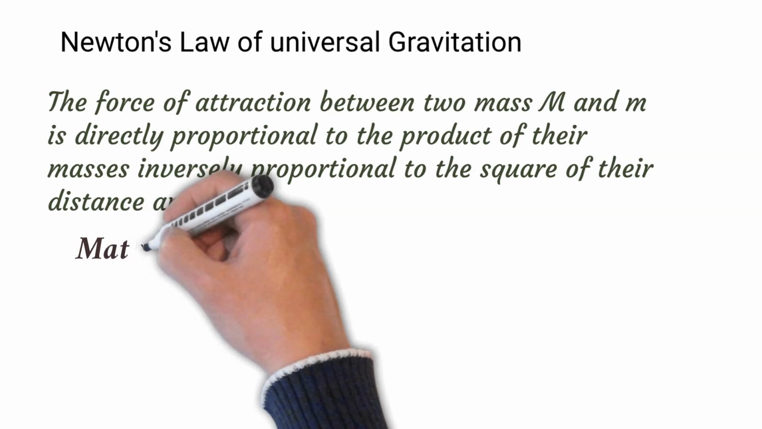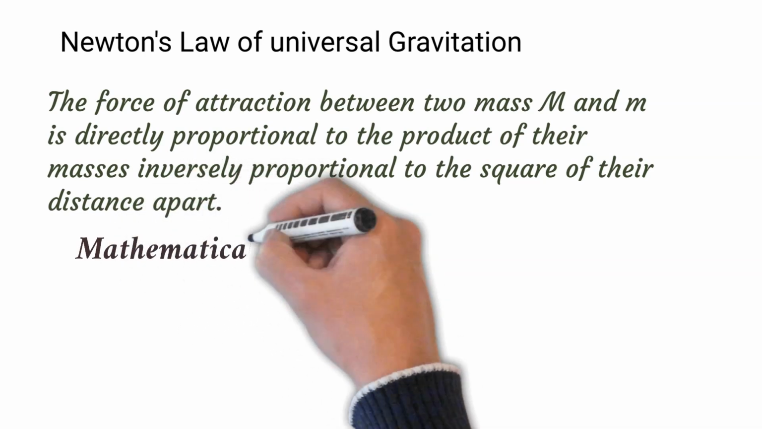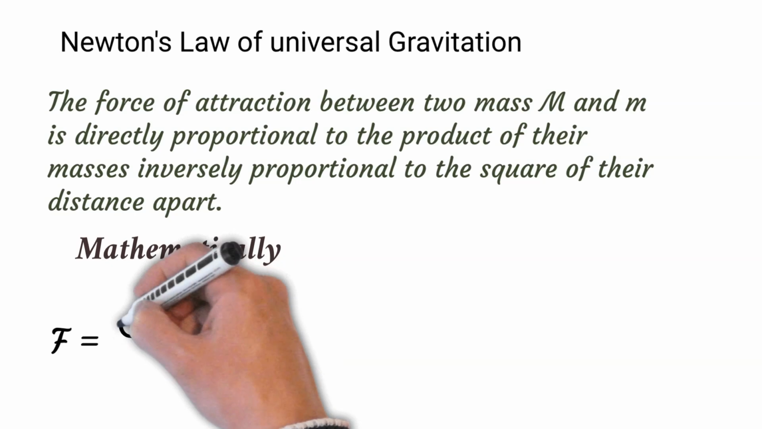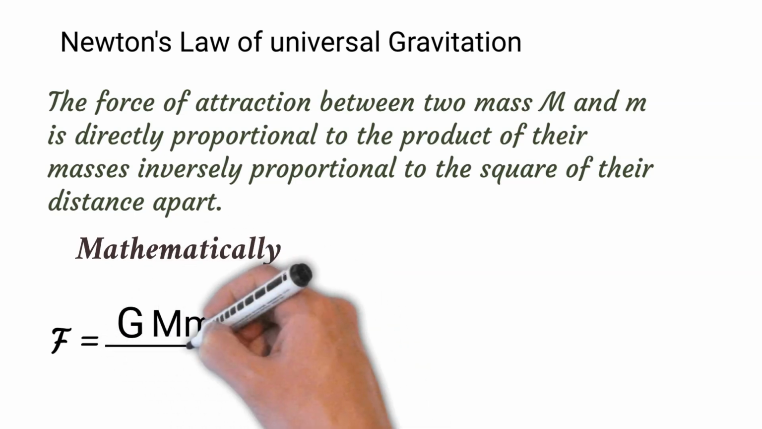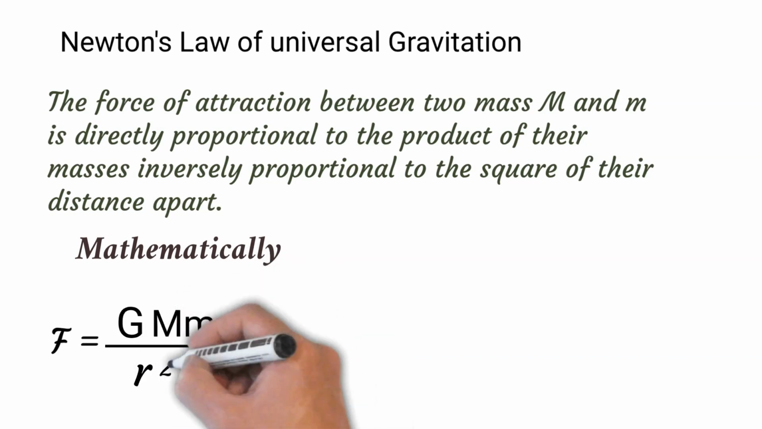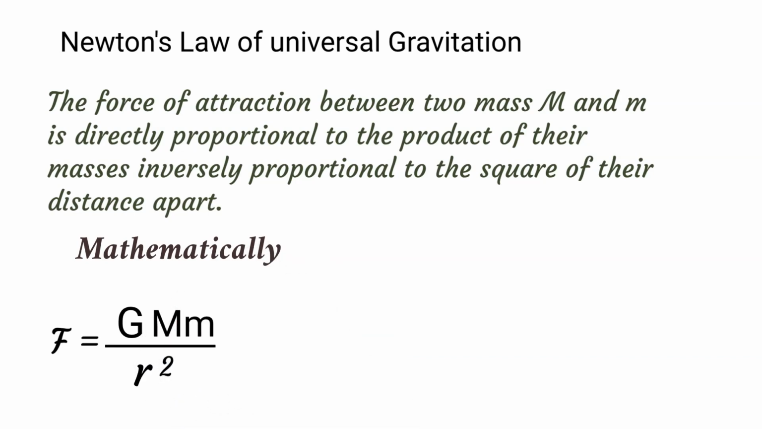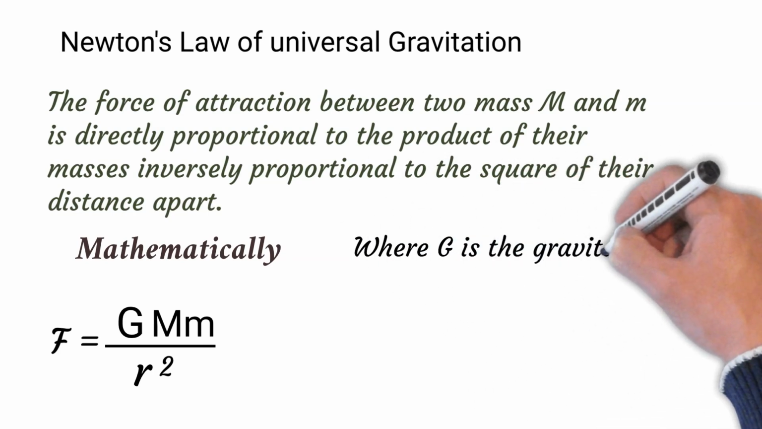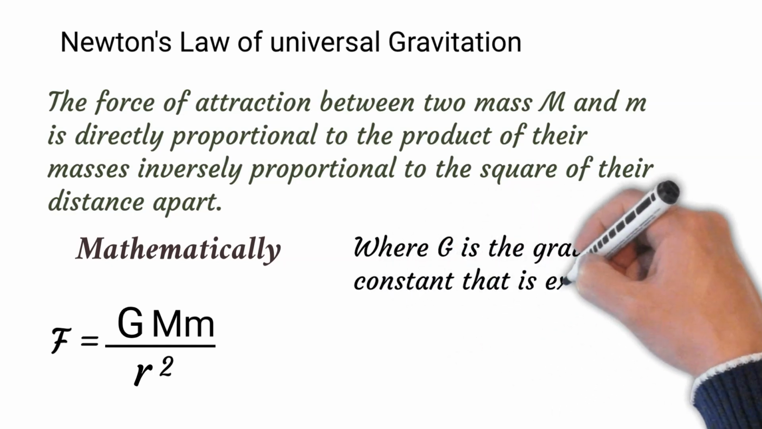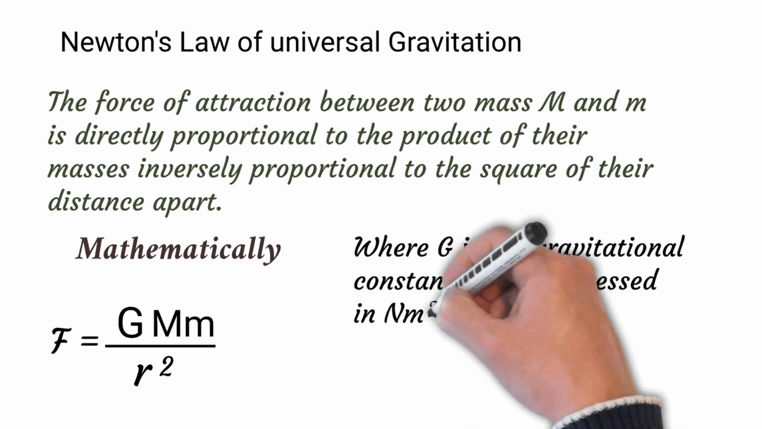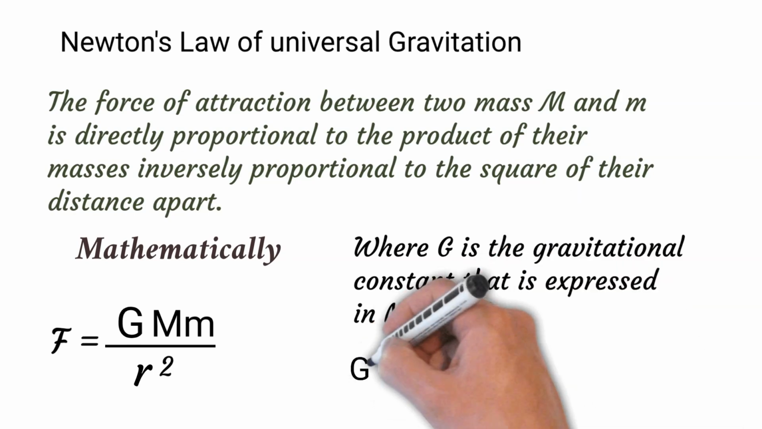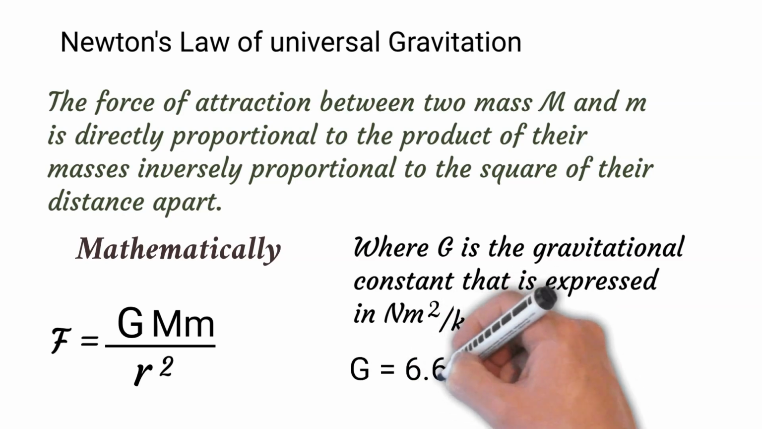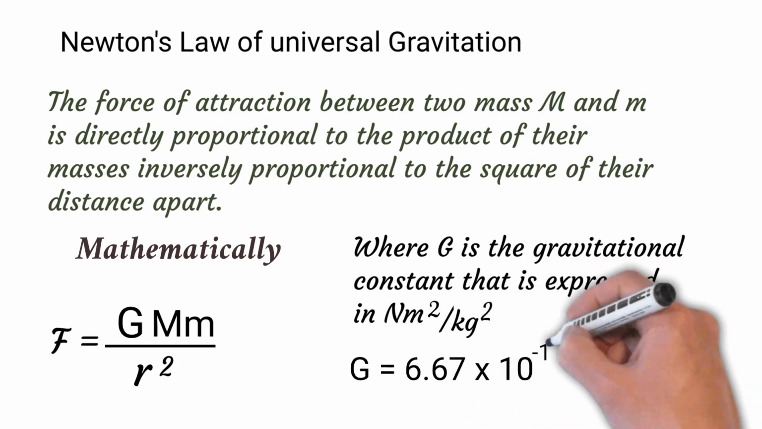We can express it mathematically as F equals G big M times small m all over r squared. The big M and the small m are the two masses. r is the distance between the two masses, while G is the gravitational constant, and it will always be given in calculation. The unit is Newton meter squared per kilogram squared. The constant is given as 6.67 times 10 to the power minus 11.